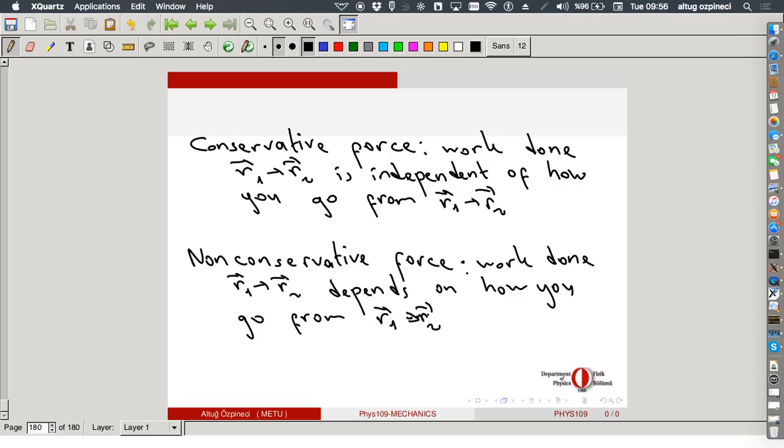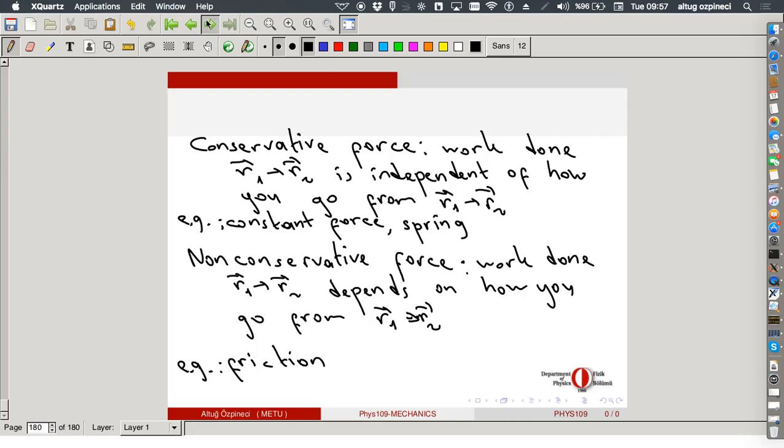We had already seen two examples. A constant force is a conservative force. Then we have the spring force, which is a conservative force. Now we had seen the friction force is a non-conservative force. This is just a definition. This is how we define it. Now, of course, you ask what is conserved, what is not conserved.